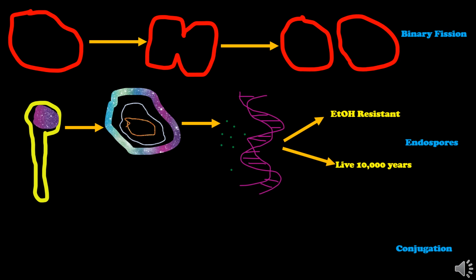They also have sex by conjugation, which is transfer of genetic material by direct contact. What you can see here is a bridge they form to transfer their DNA.